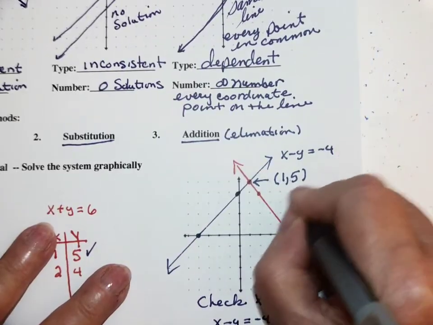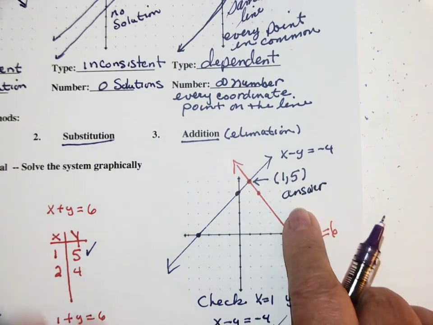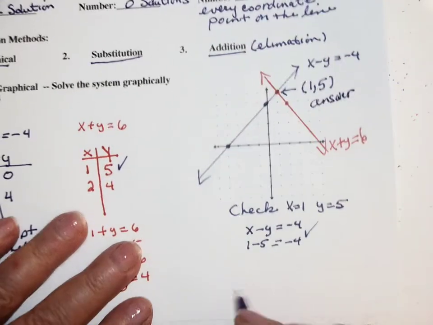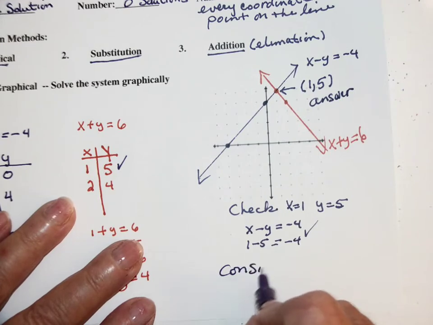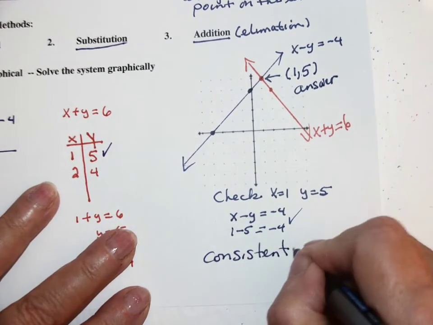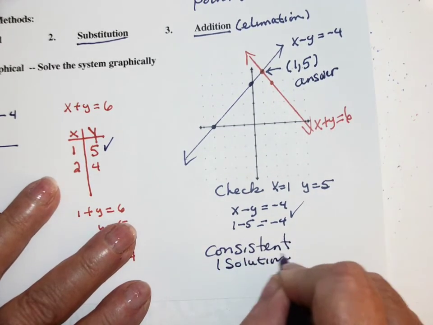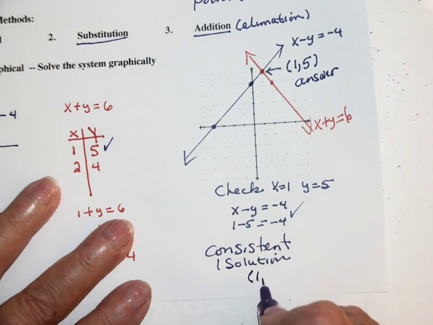So again, this would be my answer to this particular system. It is consistent with one solution, and it'd be the coordinate point 1, 5.